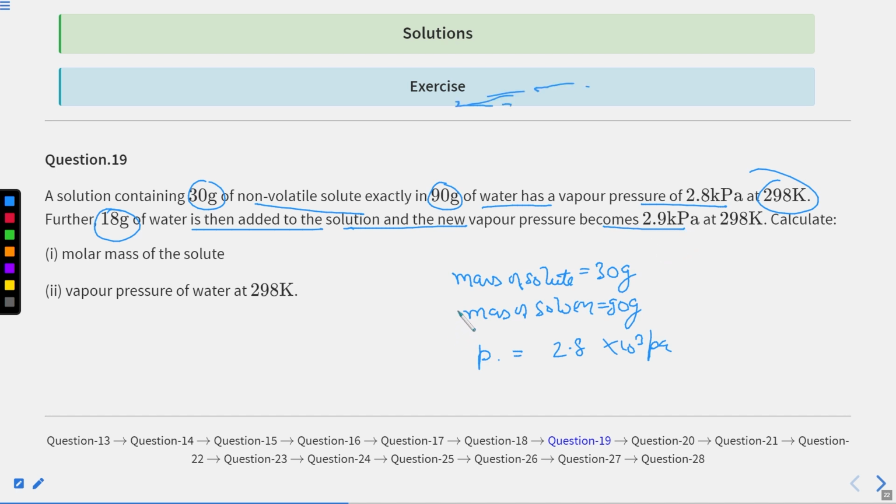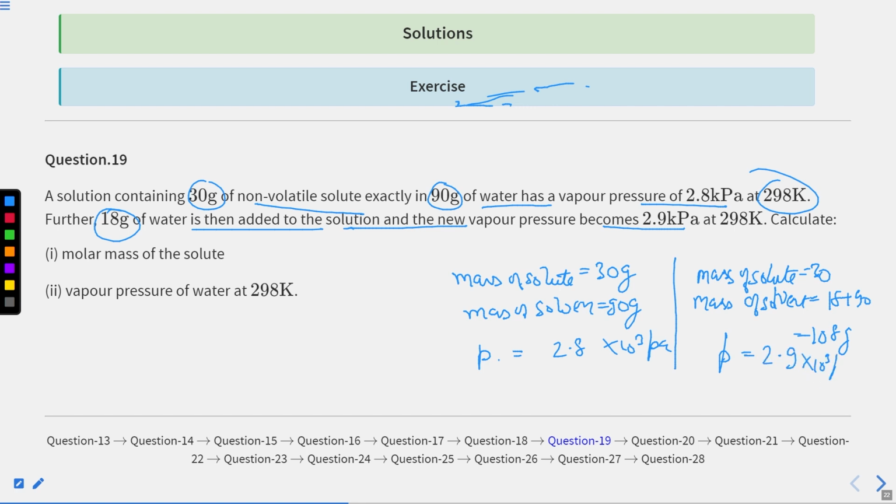So next, they have taken a new situation in which the mass of solute is kept the same. Only we have added some of the solvent. So now the mass of solute will still be the same, that is 30 gram, but the mass of solvent will be 18 plus 90, that would give us 108 grams of solvent. Now in this case, the pressure is written as 2.9 into 10 to the power 3 Pascal. Okay, so these are the two cases. I am considering them as P1 and P2.